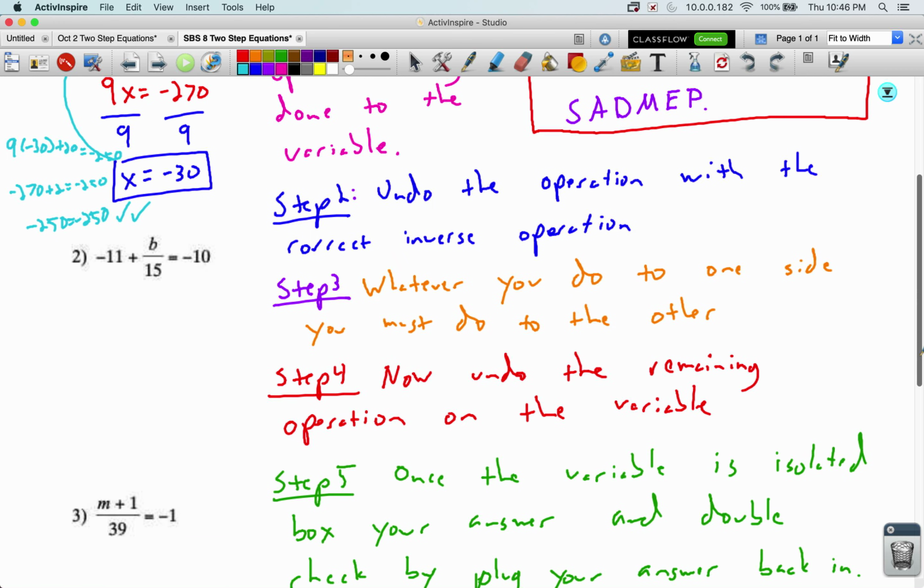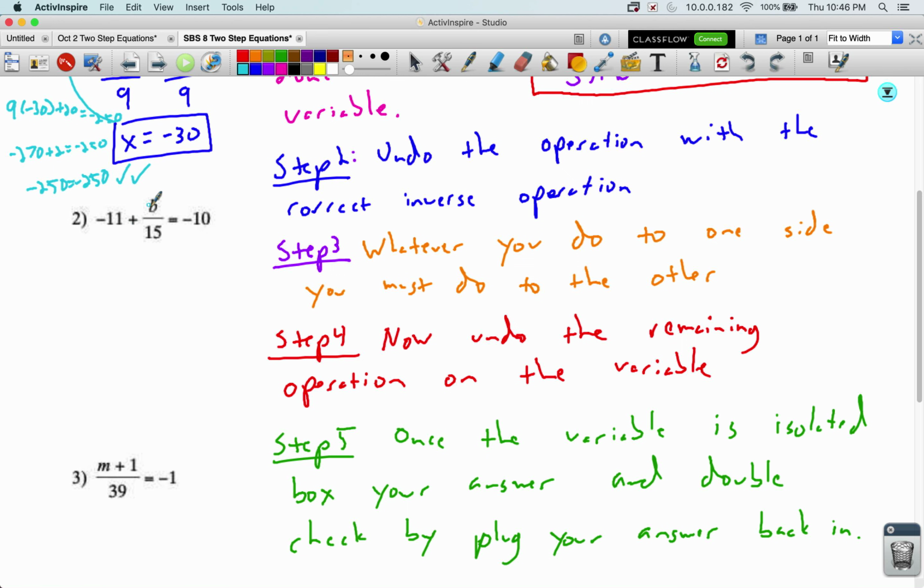Okay, let's try it with problem number 2. So b is being divided by 15 and then it's being added to this negative 11. That's how PEMDAS would have us do these two operations. So I got to get rid of this negative 11. What would cancel a negative 11? Well, a positive 11. Whatever I do to one side, I have to do to both sides. And I'm left with b over 15 equals 1. Now, how do I get rid of the remaining operation? B is being divided by 15. The inverse operation of divide by 15 is multiply by 15. Whatever I do to one side, I have to do to the other, and I'm left with b equals 15.